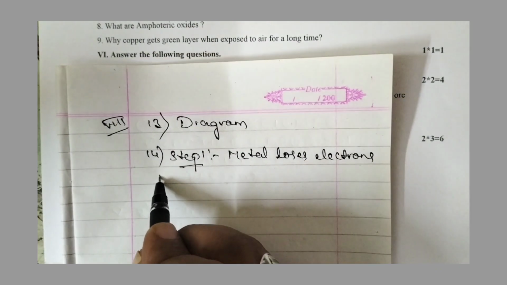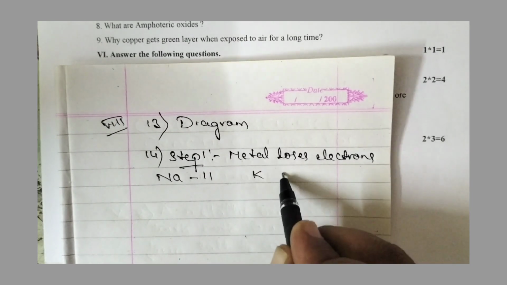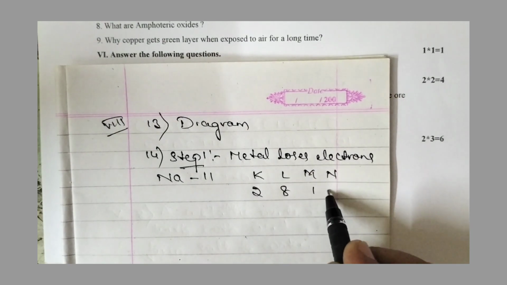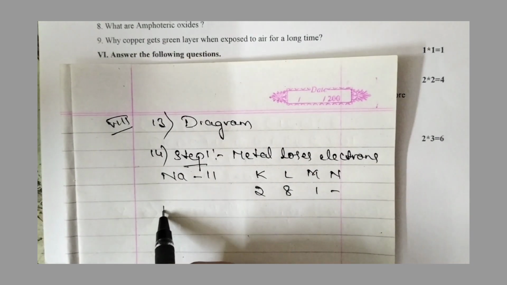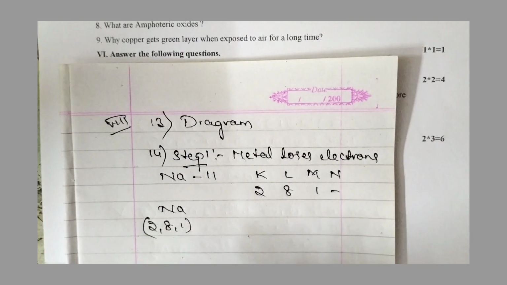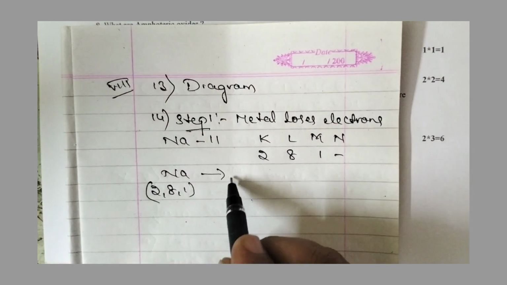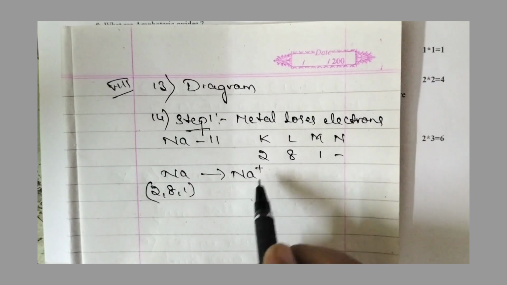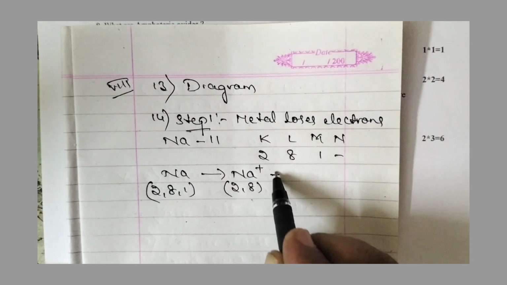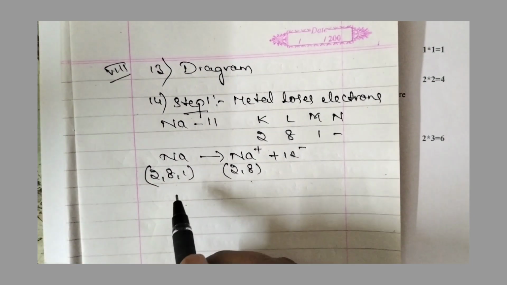Which is the metal we have taken? Sodium. Sodium has atomic number 11, so the configuration is 2, 8, 1. So the sodium atom, Na, has electronic configuration 2, 8, 1. By losing one electron, it will become a sodium ion. So 2, 8, 1 becomes 2, 8 by losing one electron. This is the first step.